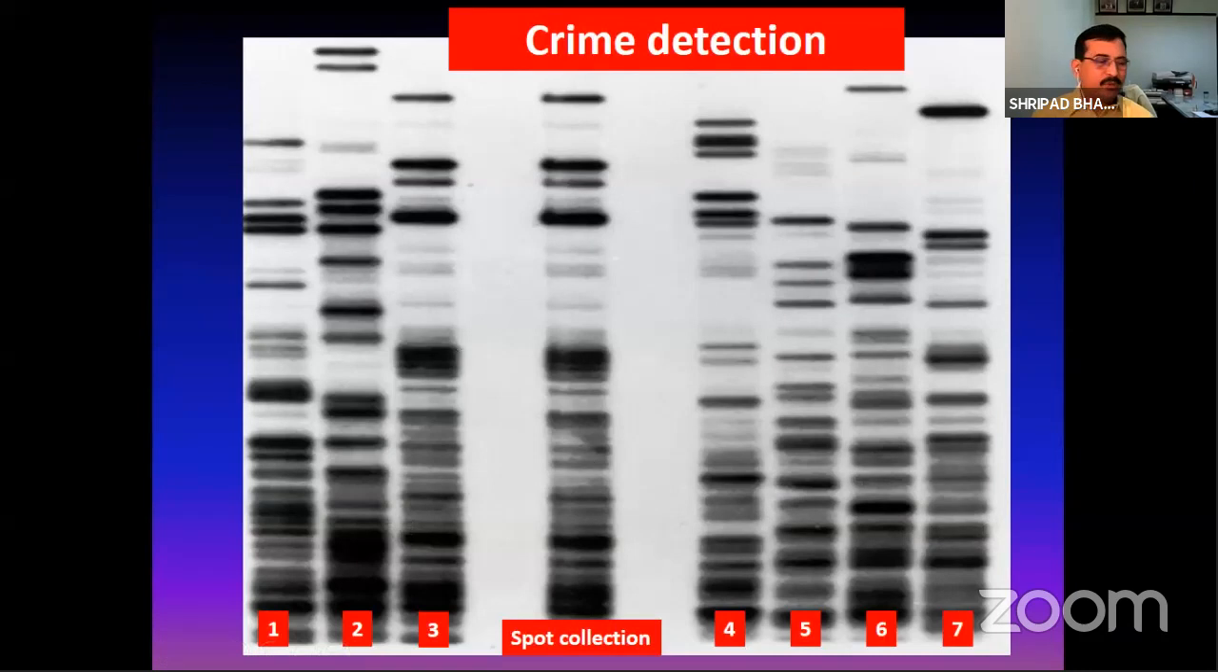Another exercise. So you have got DNA fingerprints from that spot. Now you have the suspects. Now you need to identify the person.